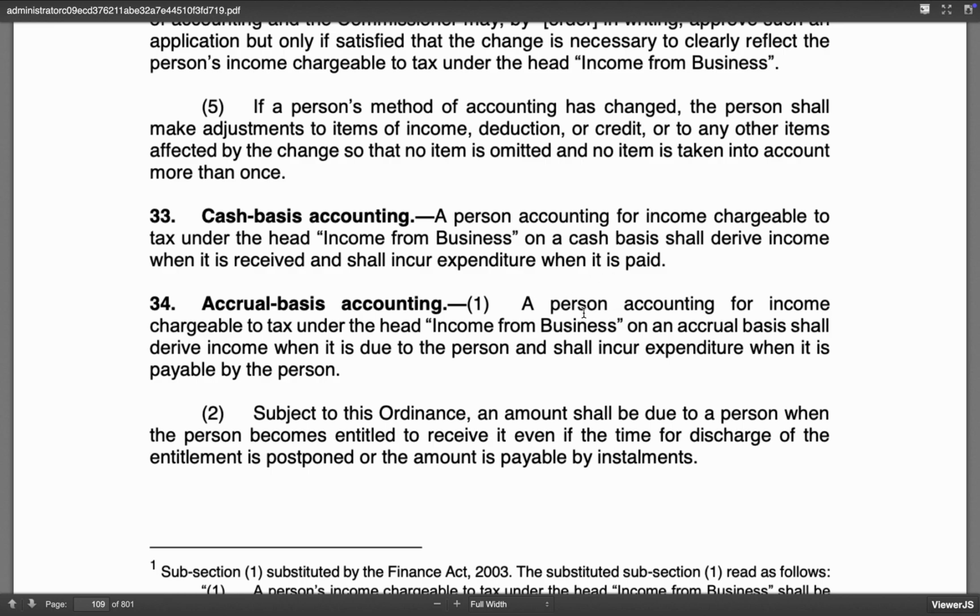Accrual basis of accounting is when it is due to the person and shall incur expense which is payable, meaning that even if they do not pay immediately, they do not get cash for their sales, they make credit sales, or if they do not immediately pay for their expenditures, still they have to record it in that tax year in which it was incurred. So accrual basis is a must for companies making their accounts for income from business.